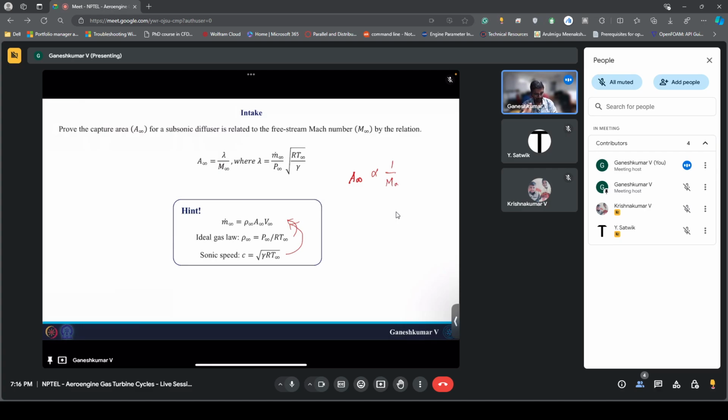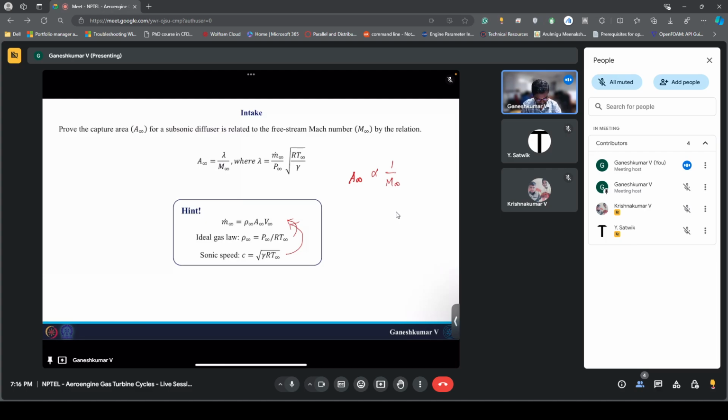As M infinity increases, from ground run to supersonic speeds, during takeoff your M infinity would be less, at high cruise speed the M infinity will be higher than ground or climb, and at supersonic speed M infinity will be maximum. So as M infinity increases, A infinity decreases. You can prove this for yourself. So now we have our first question.